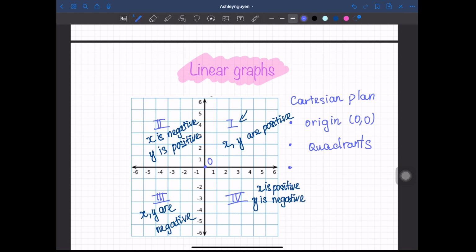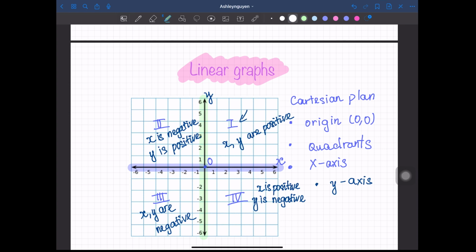The next key point in a Cartesian plane is x-axis and y-axis. X-axis is the horizontal line here labeled by x. I will highlight it. This is x-axis. And y-axis is a vertical line here, and I will highlight it with a different color. The vertical line is y-axis.